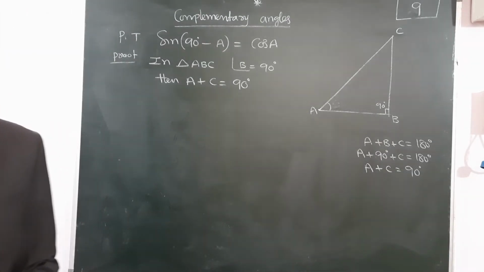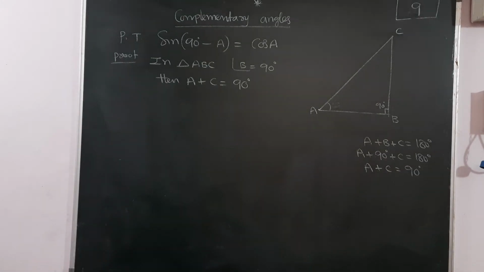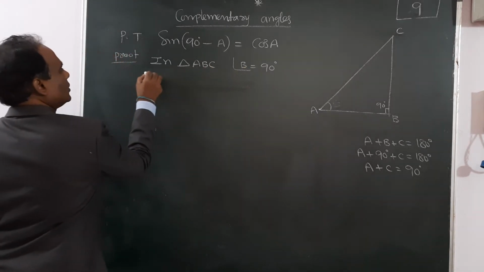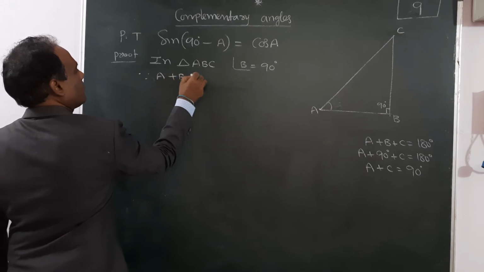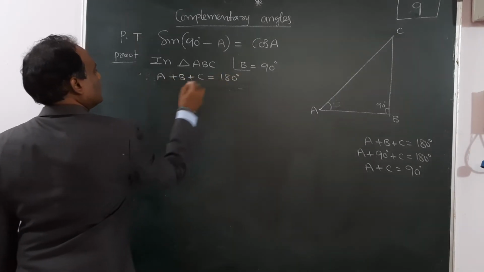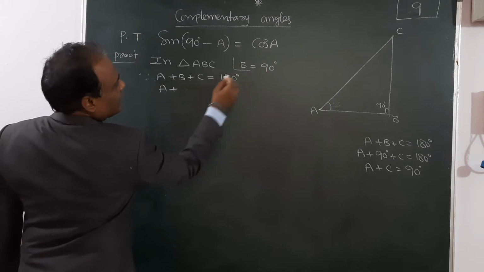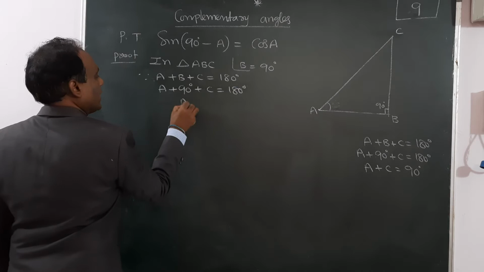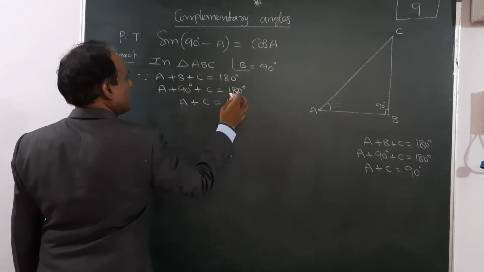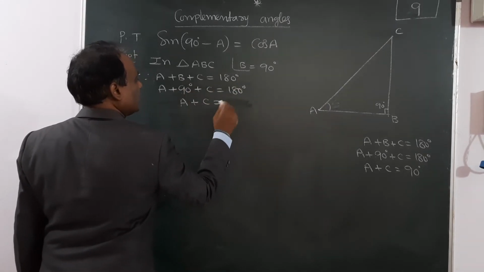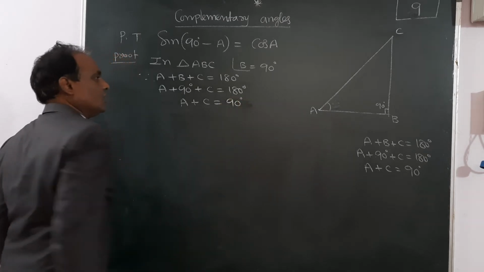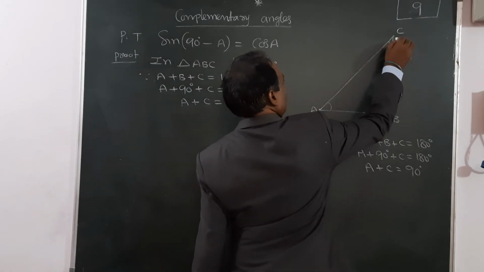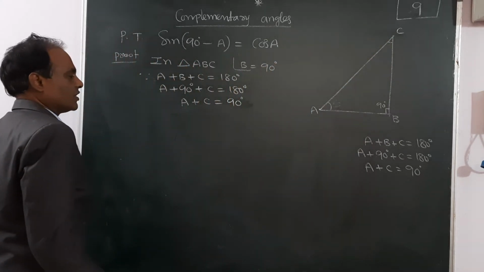See that concept. Or I will write in full: since A plus B plus C is equal to 180 degrees, and B is 90 degrees, A plus 90 plus C is equal to 180 degrees. So A plus C is equal to 180 minus 90, which is 90. Okay, let us use that concept afterwards. Now see here.